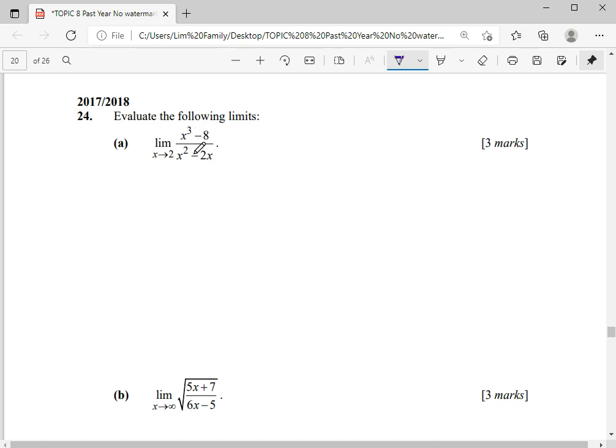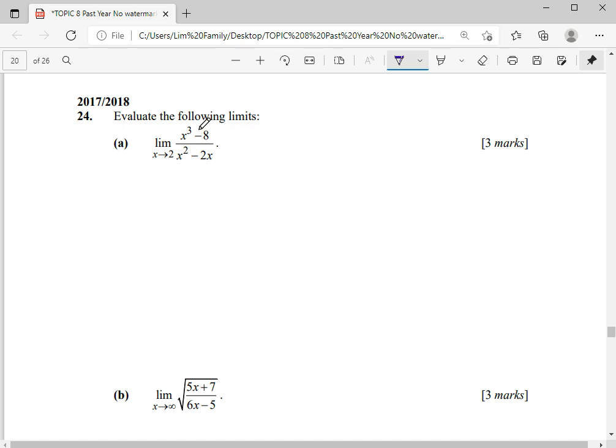Then we can get the answer. If we get IDF, then we find a way to simplify our function, and only then we perform our limit again. So when you see we substitute here, 2 cubed will be 8, so 8 minus 8 is 0 already. At the same time, the denominator here, 2 squared minus 2 times 2, is also 0. So this is IDF form, indefinite form.